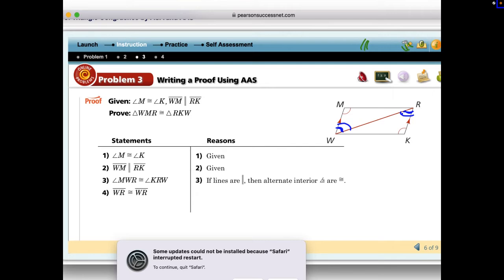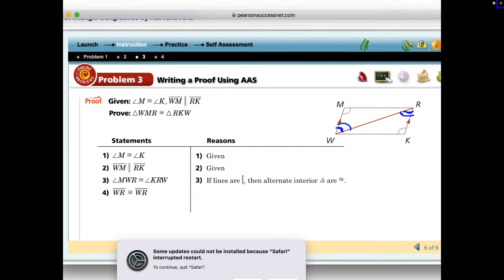All right. Does this make sense, y'all? When they tell you parallel lines, you need to automatically know that's alternate interior angles. So then they say, okay, these two angles are congruent because they're alternate interior angles. What else do I already know? They already kind of put it up here. But WR is congruent to itself. Why?